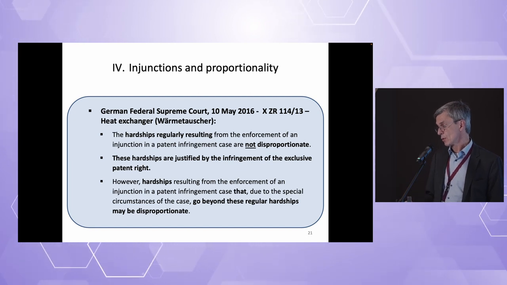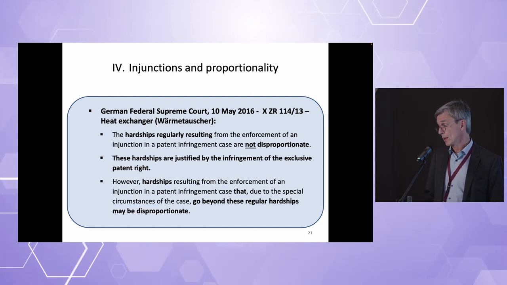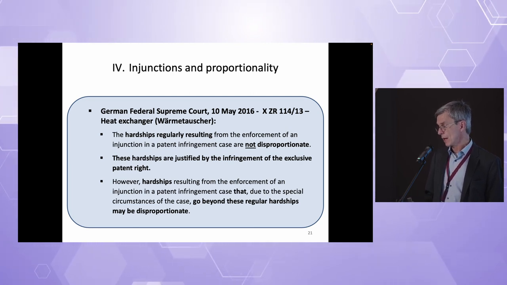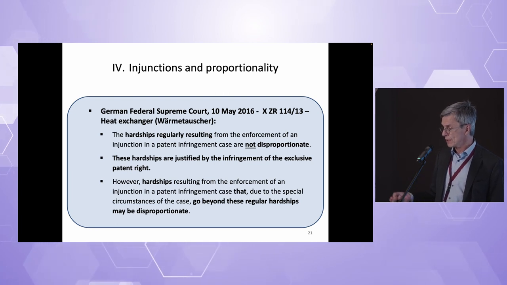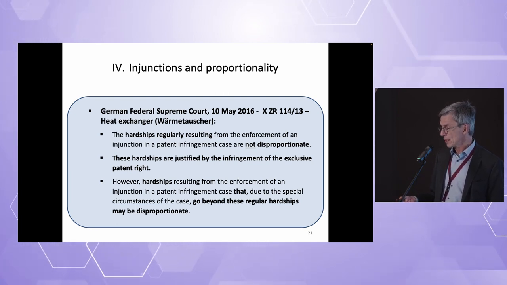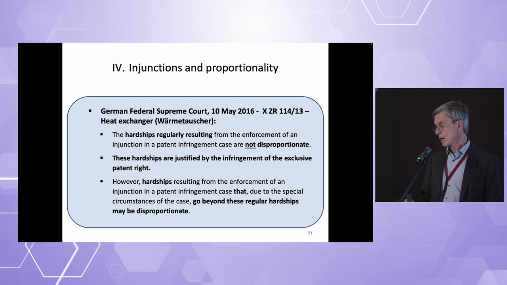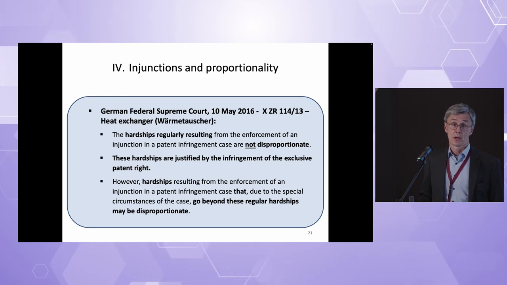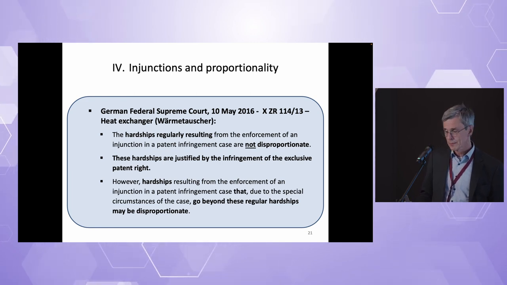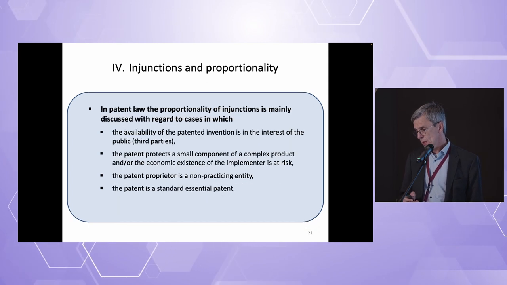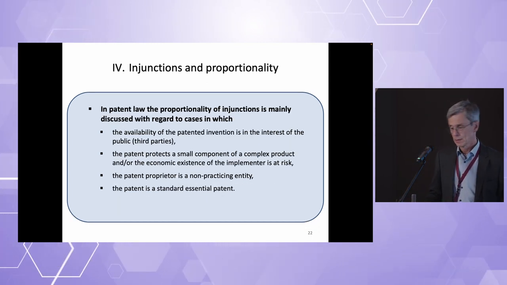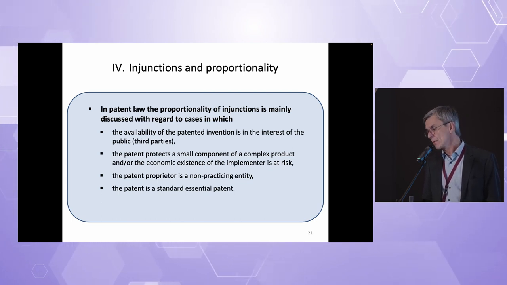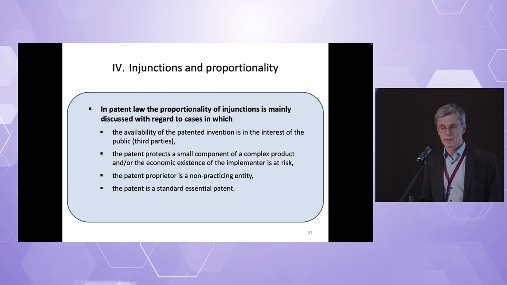So the normal hardships that come with an injunction shall be considered to not be disproportionate, and these hardships are justified by the infringement of the exclusive patent right. However, hardships resulting from the enforcement of an injunction in a patent infringement case that, due to the special circumstances of the case, go beyond these regular hardships may be disproportionate. Okay, what situation is this? When you look into the case law and into articles from law professors, in that regard, generally four situations are identified.